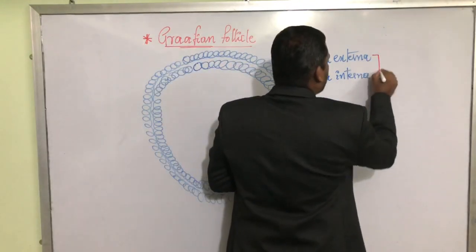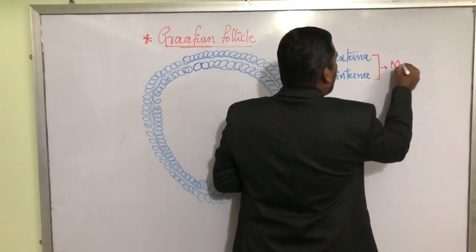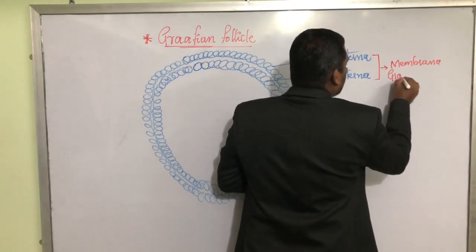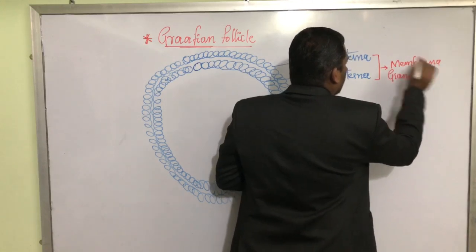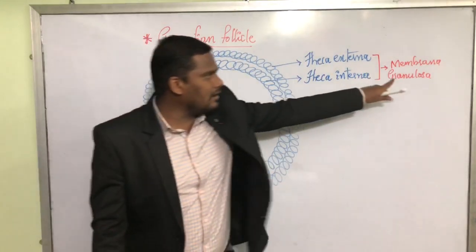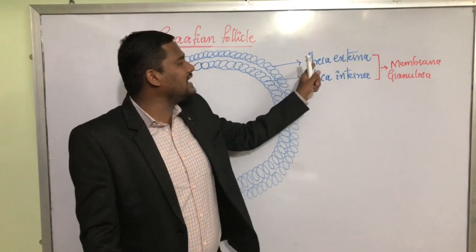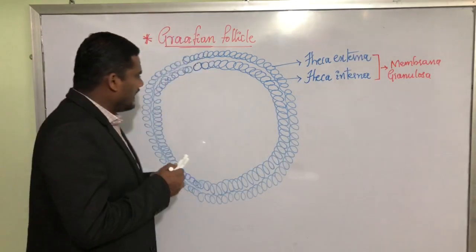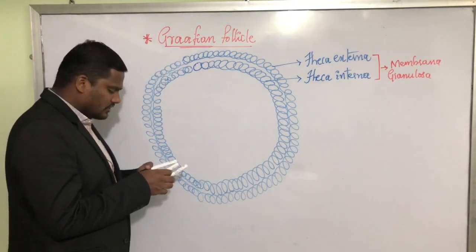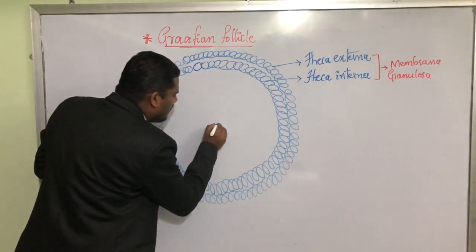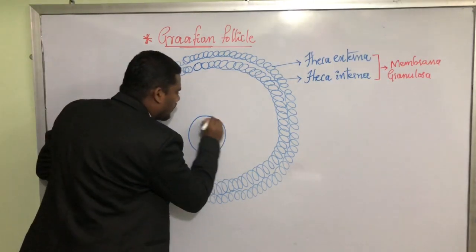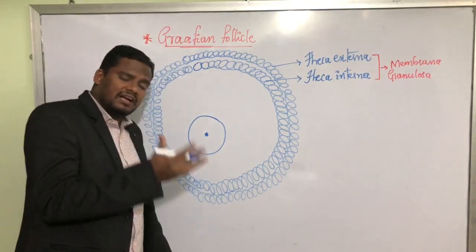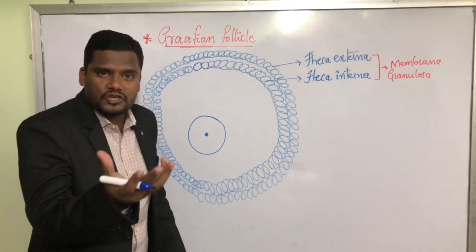Together, these two structures are called membrana granulosa. Membrana granulosa consists of the external layer, that is theca externa, and the internal layer, that is theca interna. Inside this structure, we have a secondary oocyte located. Secondary oocyte remains in the Graafian follicle before the ovulation process.